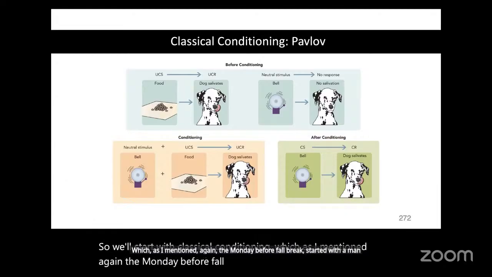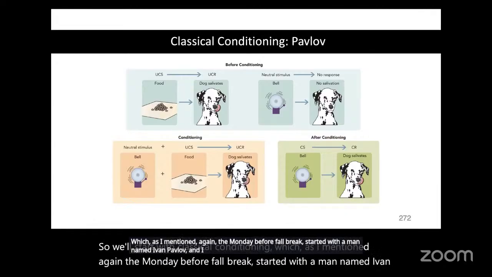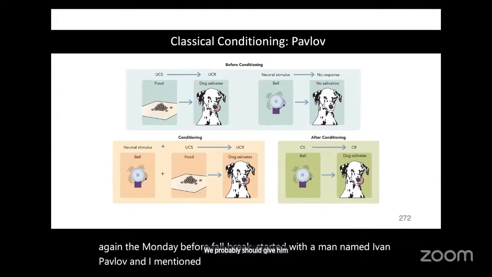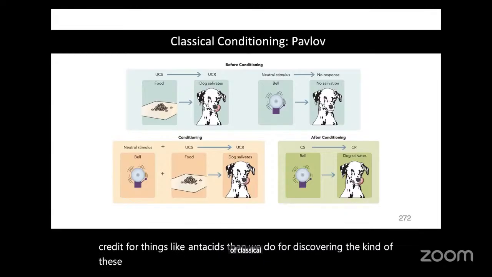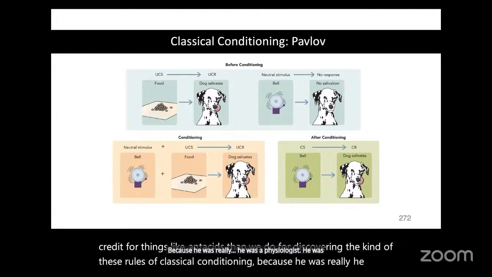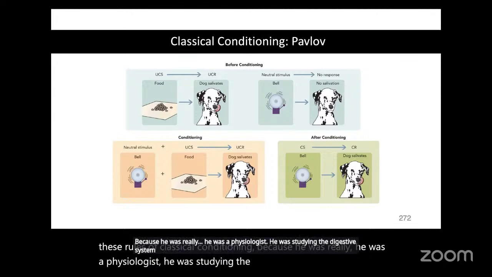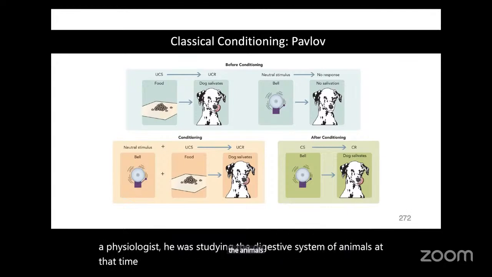Okay. So we'll start with classical conditioning, which, as I mentioned the Monday before fall break, started with a man named Ivan Pavlov. And I mentioned that we probably should give him more credit for things like antacids than we do for discovering these rules of classical conditioning, because he was a physiologist. He was studying the digestive system of animals at that time, and the animals that he was using were dogs.